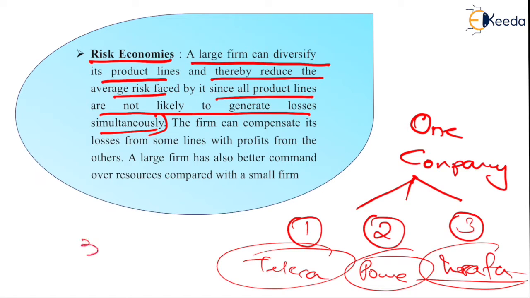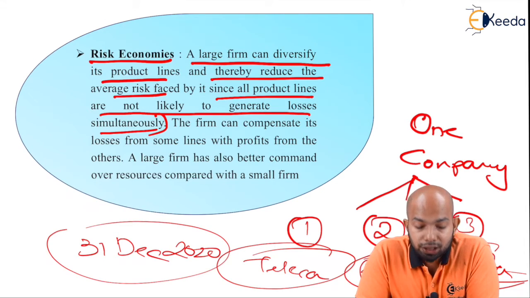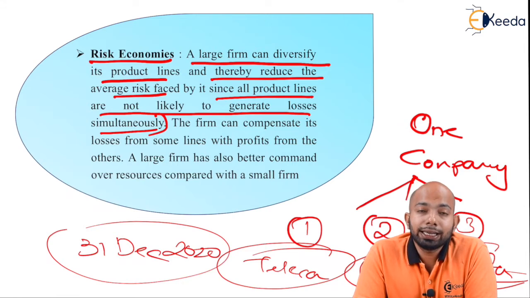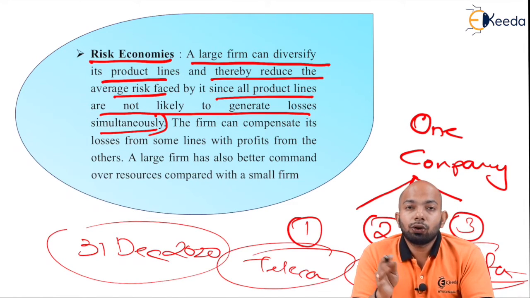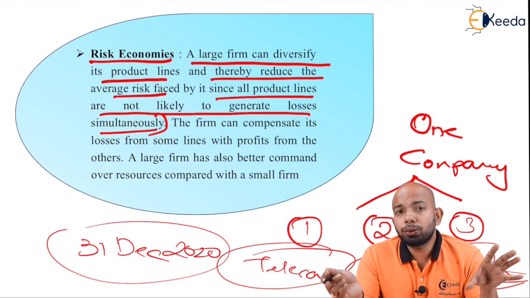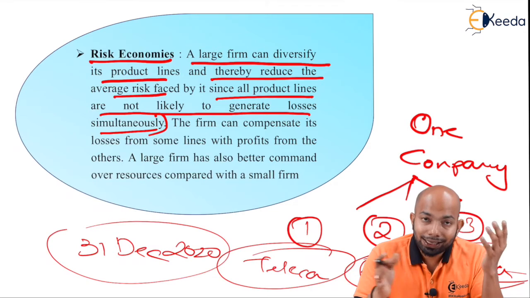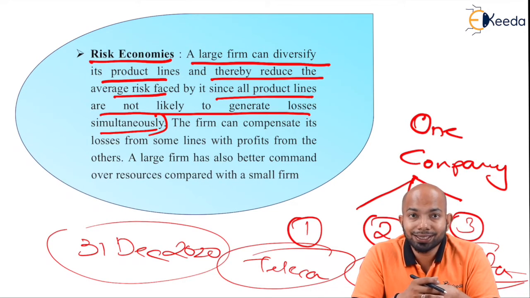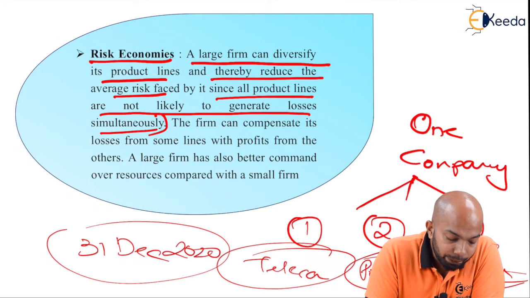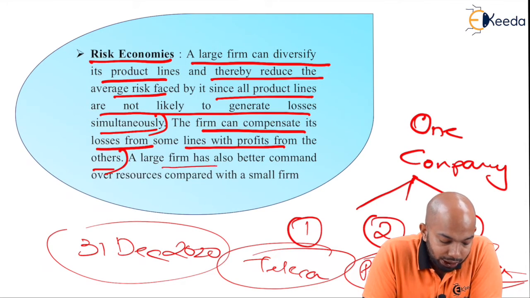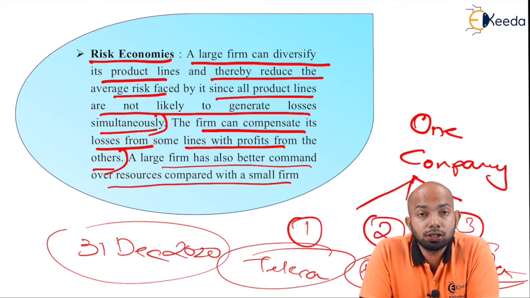Can we assume that on 31st of December, telecom, power and infrastructure, everything will go into loss? It is not practical. Hence, the company needs to diversify, or rather put its hands into different products, so that if there is loss in one product, the other two can compensate for that loss. This is how you diversify your business. The firm can compensate its loss from some lines with the profit of others. A large firm also has better command over resources compared with a small firm.